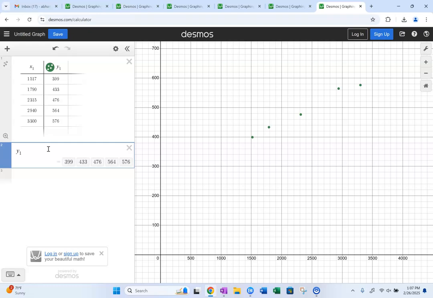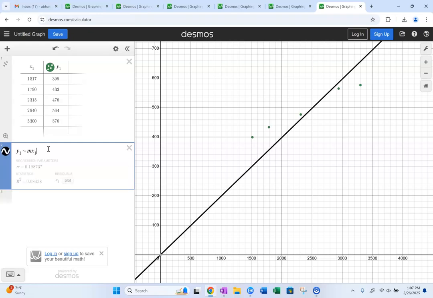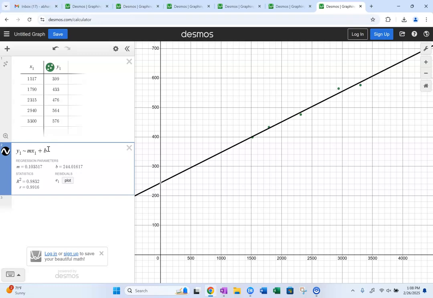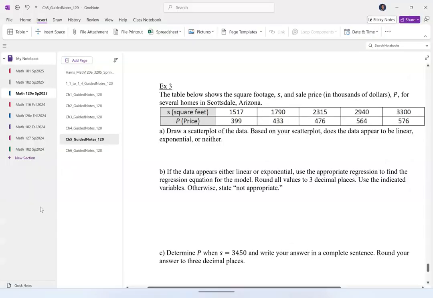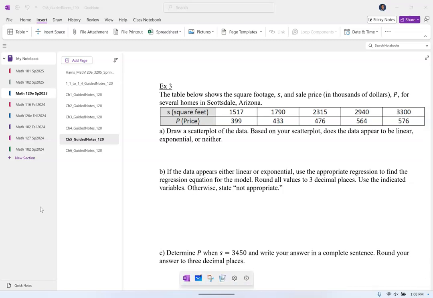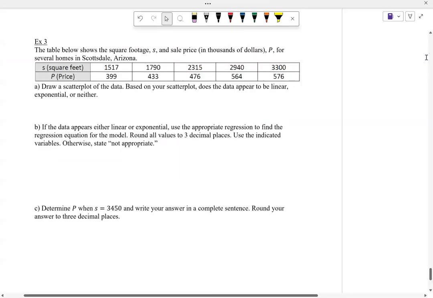Let me go punch in y1 tilde mx1 plus b for a line. And let me make a note of my m and my b. And see that r right there, that correlation coefficient, that 0.9916, is very predictive, right? So it's a pretty strong positive relationship. So let's flip this over. Go back here and let's make note that yes, this is linear, follows a line.